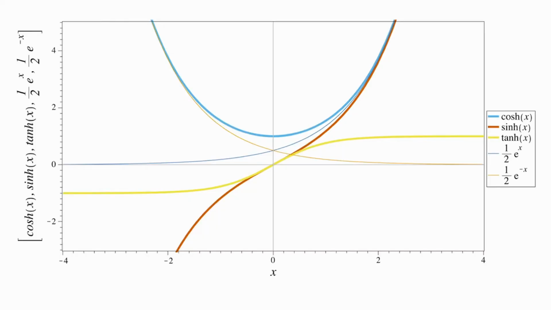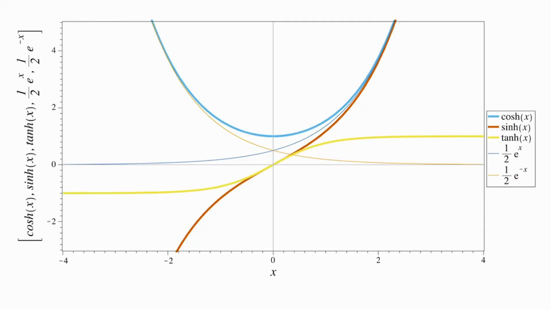Let's now have a look at what these functions look like. So on this plot, what we've got is hyperbolic functions cosh, sinh, and tanh. And for reference, we've got the exponential functions which make them up, e to the x and e to the minus x. So let's look at those first. e to the x is this thin blue line here, and e to the minus x is this thin blue line here. Cosh is just the sum of those two things, which produces this thick blue curve.